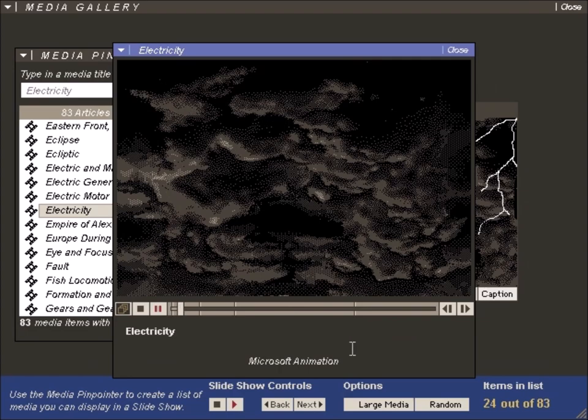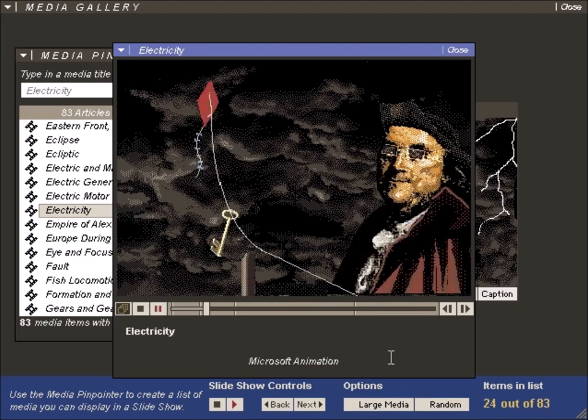The effects of electricity can be seen in everything from thunderstorms to television sets. Benjamin Franklin was the first to establish that lightning was actually a gigantic electric spark. He flew a kite during a thunderstorm. When lightning struck the kite, an electrical spark jumped from the string to the ground.